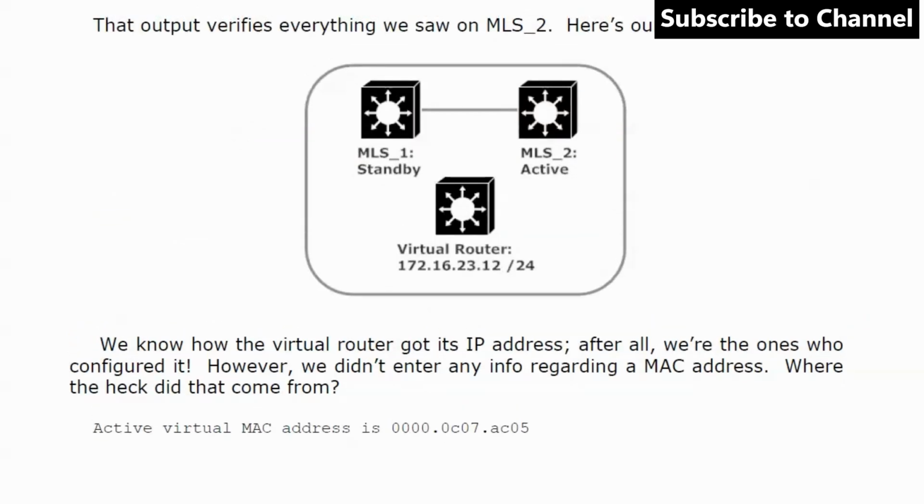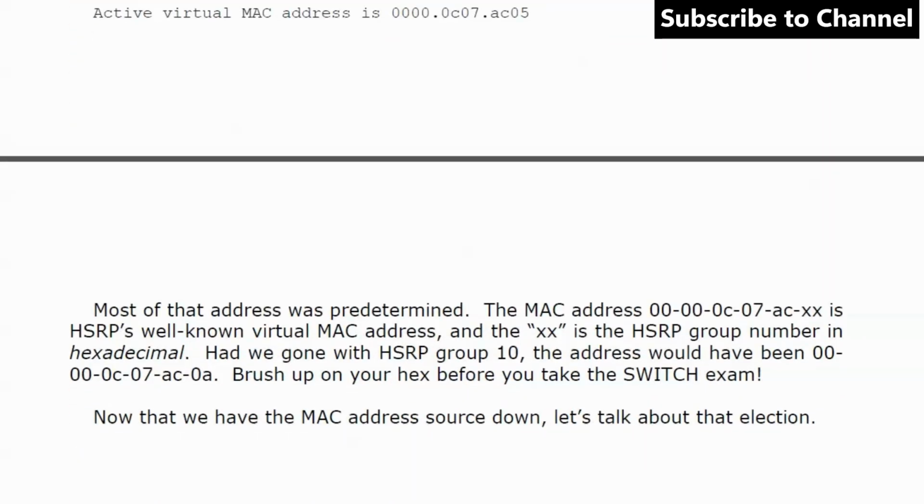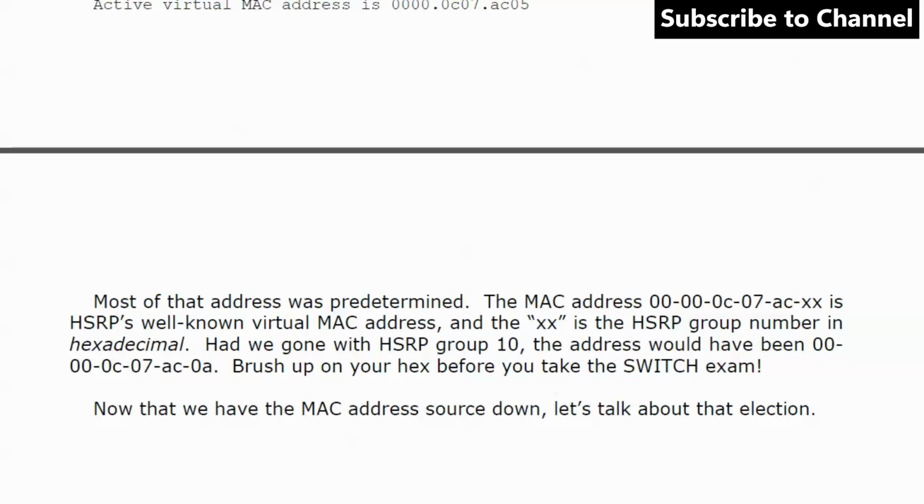And here's our current network. MLS2 is the active switch, MLS1 is the standby switch, our virtual router is 172.16.23.12. That also concludes our first lab. What we're going to do next is talk about that election process and how to change the results if we're not real crazy about it. We'll do that in a lab at the beginning of the very next video. See you there.